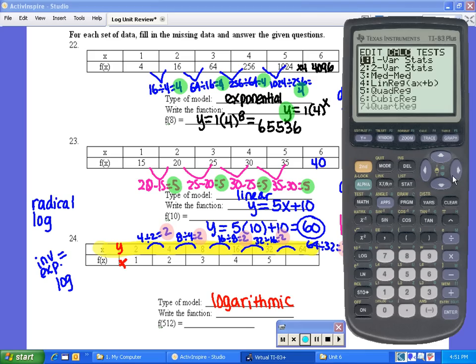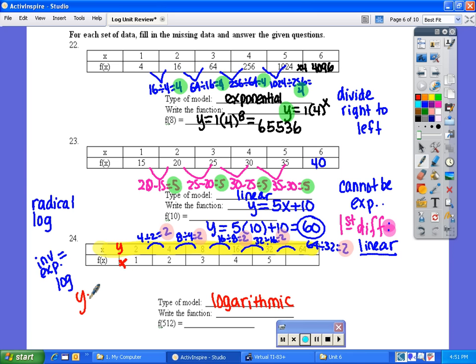Now we go to stat calc. You have to go to exponential, and you wind up getting y equals 1 times 2 to the x. First step in getting our log equation is to switch the x and the y. Second step is to drop the 1. You don't need the 1 because the 1 is a coefficient, which means we'll still get the same answer.